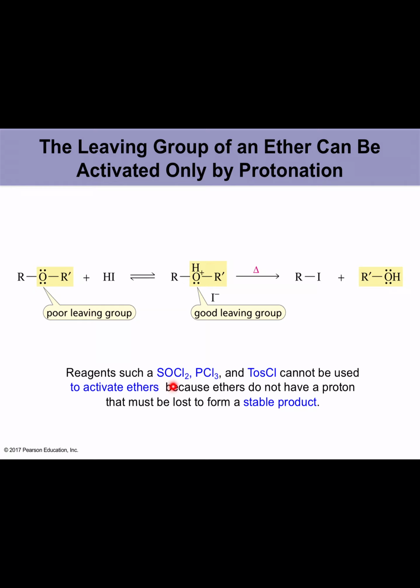Reagents such as thionyl chloride, PCl3, and tosyl chloride cannot be used to activate ethers, because ethers do not have a proton that must be lost to form a stable product.